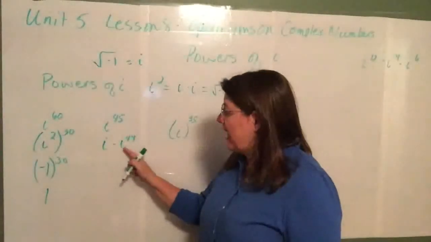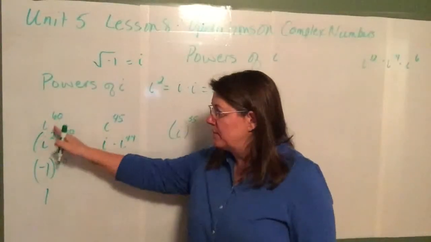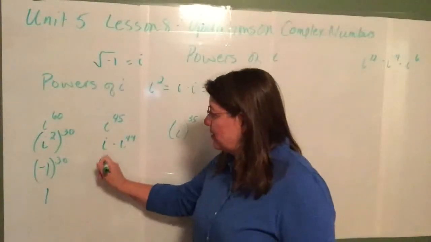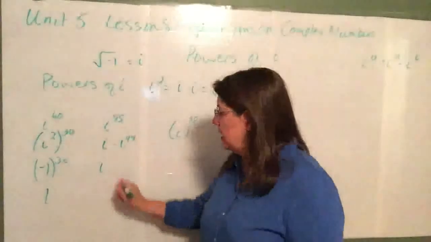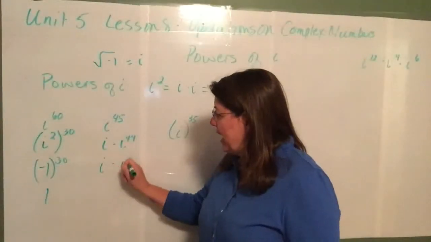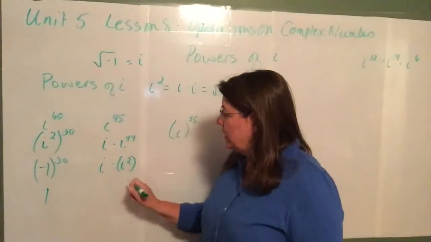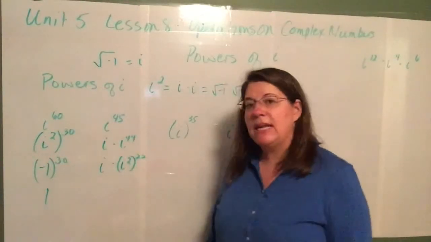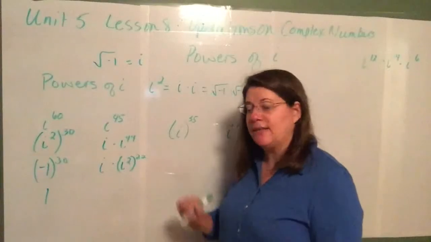And then with this i to the 44, we can do something similar to what we did here with i to the 60. This odd i is going to keep coming down. This one I can write as a power of i squared. Well, that would be i squared to the what power? To make it 44, we would need a 22, i squared to the 22nd power.